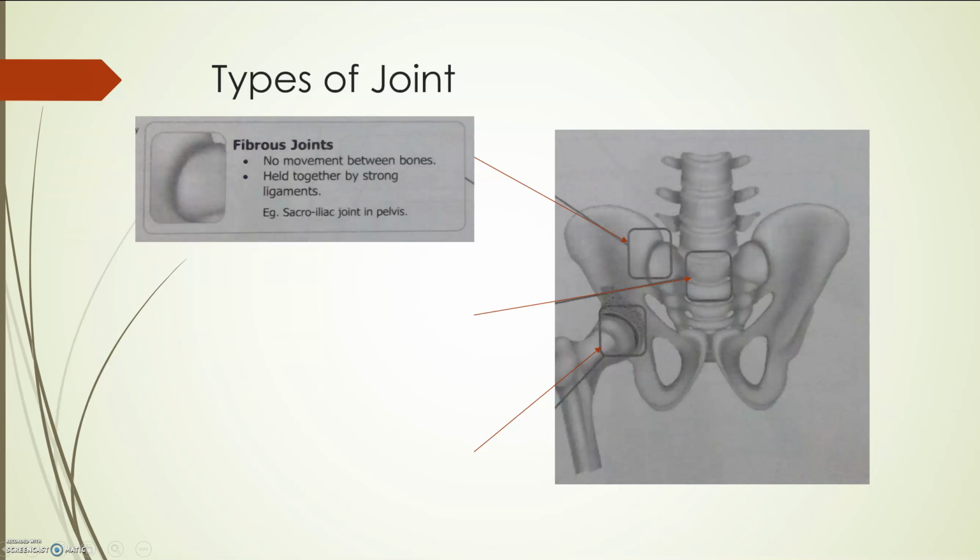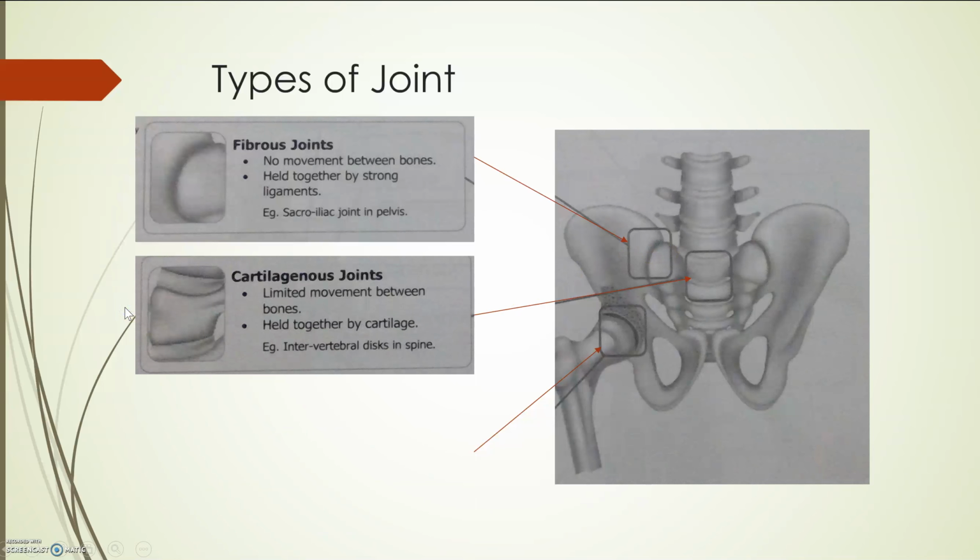So we have our fibrous joints. We can see over here in this area where there is no movement between the bones and they're held together by strong ligaments. So we do not want our pelvis being pulled away from our spine there.